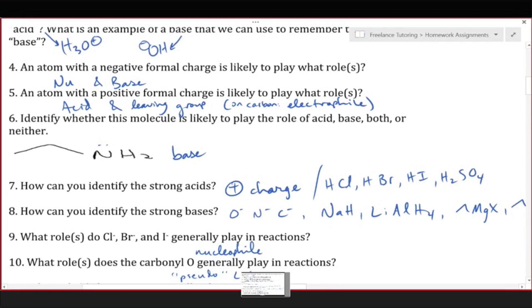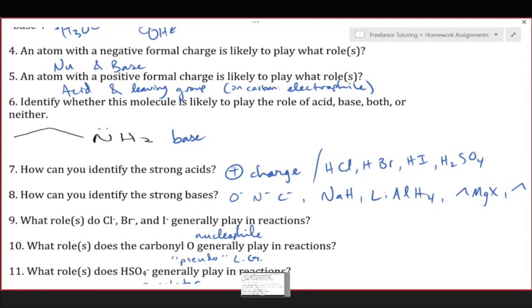Number 7, how can you identify strong acids? Positive charge or... All right, so that's an excellent answer. That's exactly what I was going for. Things with positive charges are strong acids. Anything with a positive charge is a strong acid, or the 4 neutral strong acids. That was very good.